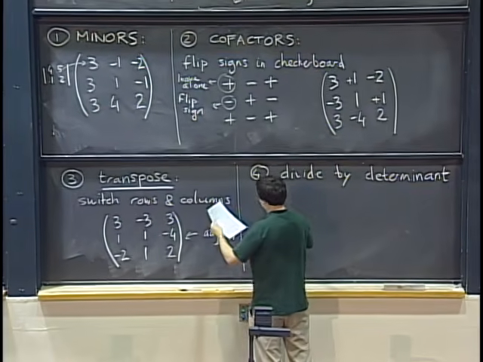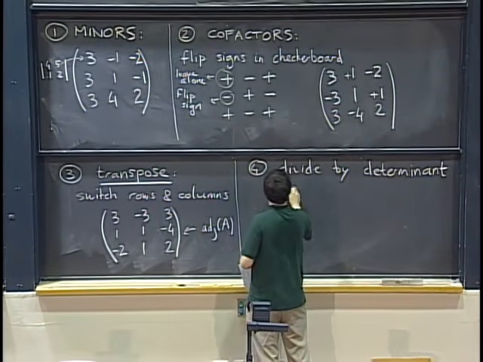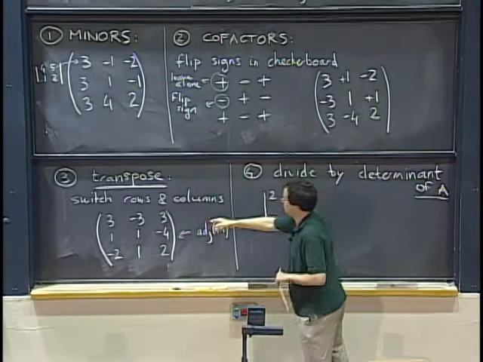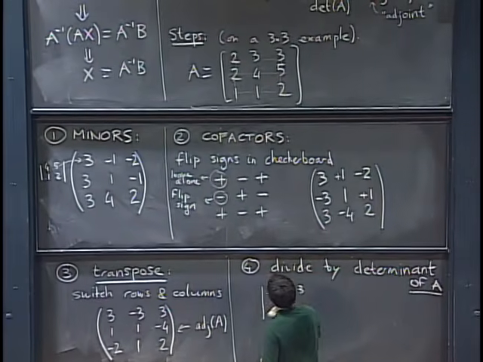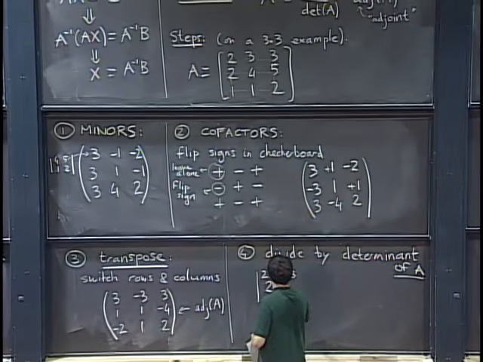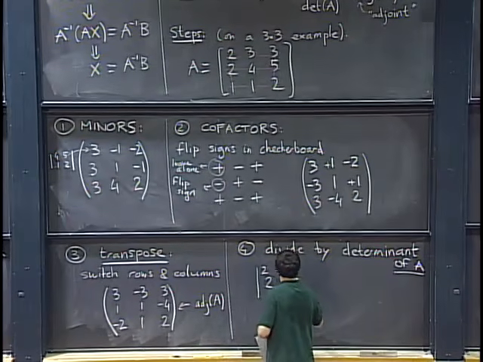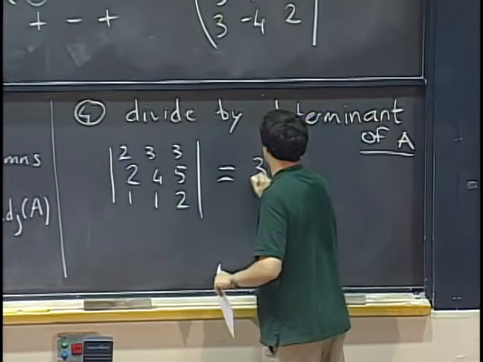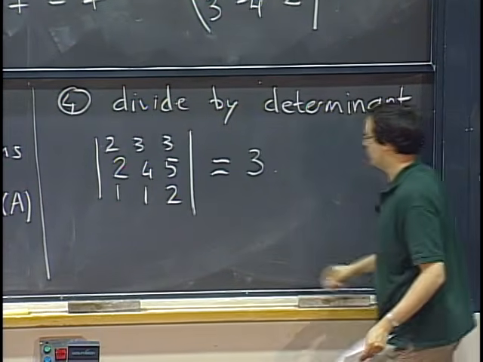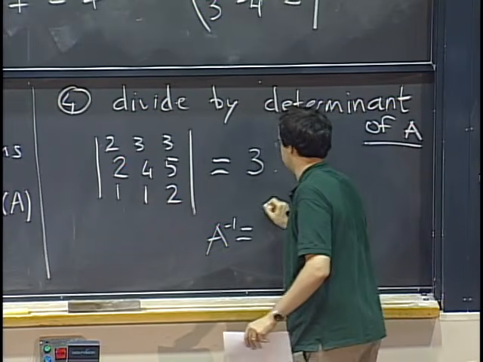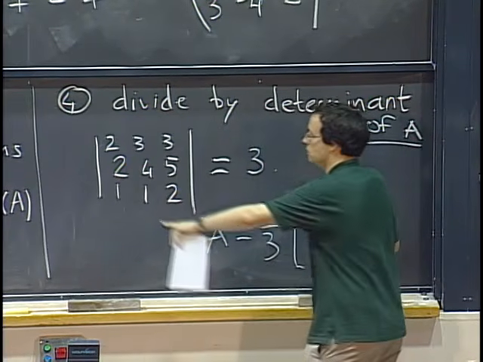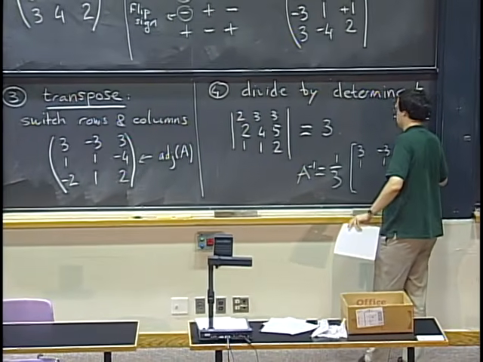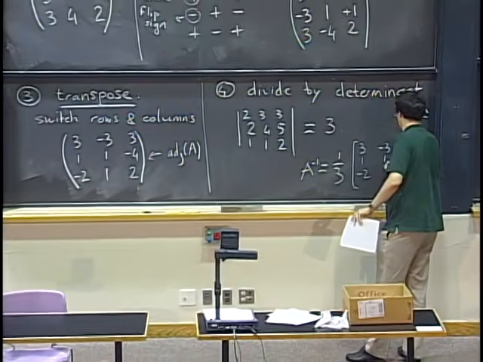So here we have to compute the determinant. I should say the determinant of A, not the determinant of this one. So 2, 3, 3, 2, 4, 5, 1, 1, 2. Well, I'll let you check my computation. I found that it's equal to 3. So the final answer is that A inverse is 1/3 of the matrix we got there: 3, minus 3, 3, 1, 1, minus 4, minus 2, 1, 2.